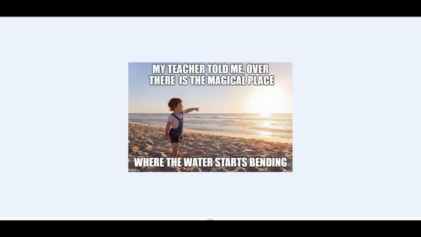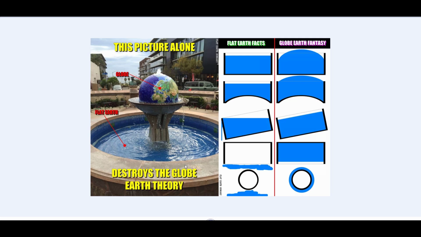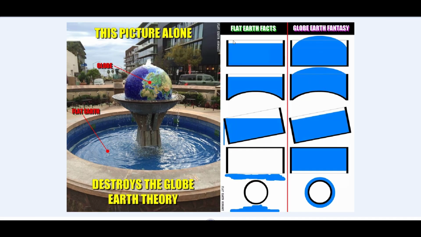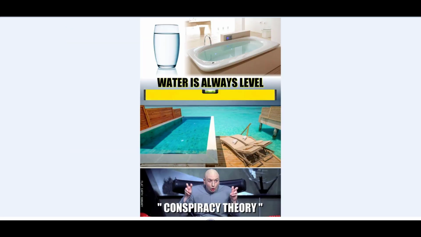The Earth is flat. My teacher told me over there is the magical place where the water starts bending. This picture alone destroys the globe Earth theory. Look at how water falls off the globe and seeks the level flat on the flatness of the flat Earth. And so you can see the flat Earth facts and the reality of the real world and the globe Earth fantasy. Water is always level.